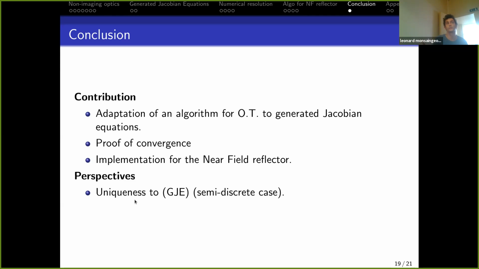Actually, as I mentioned, on the set where you have mass in all the cells, you have a differential that is of rank n-1, and once you fix the parameter, we have a unique descent direction. So it is highly probable, we really believe, that once you fix the parameter, you have a unique solution, which is the case in optimal transport. But we haven't shown it yet for the generated Jacobian equation.